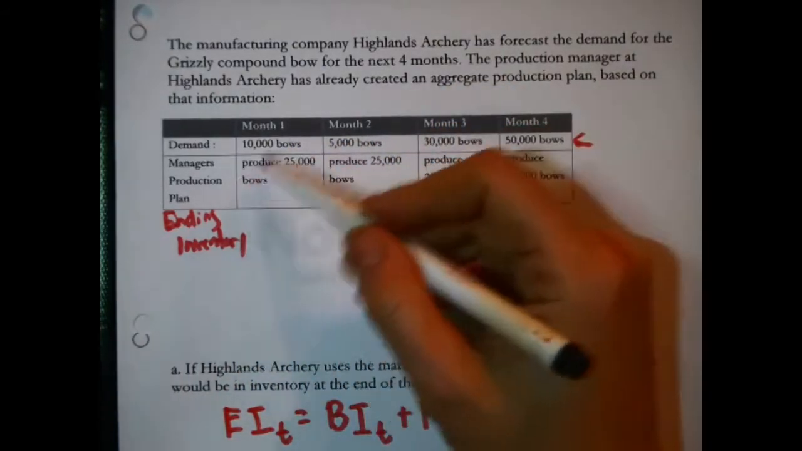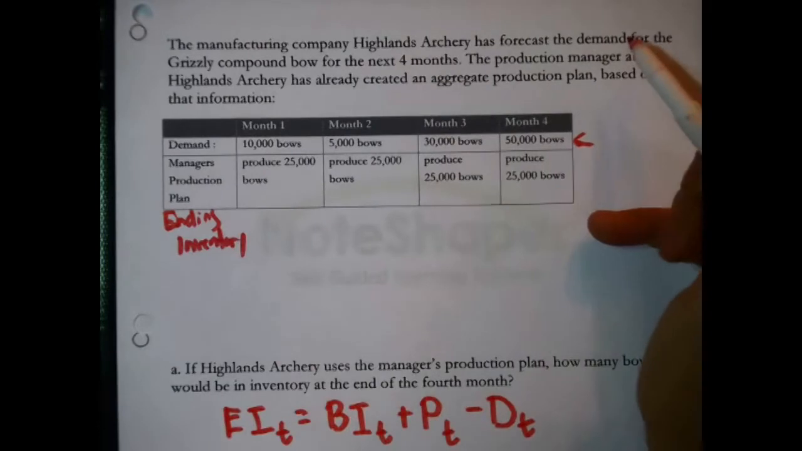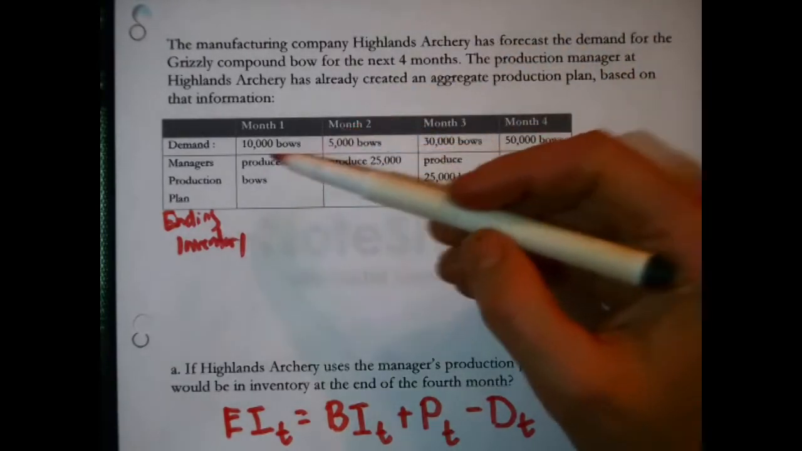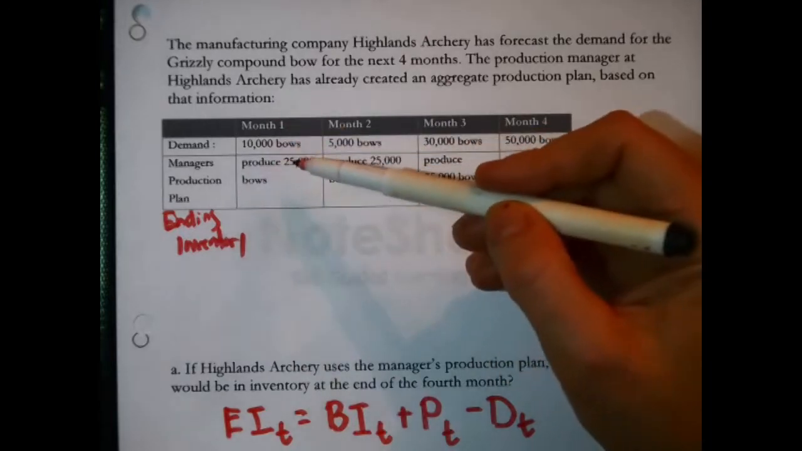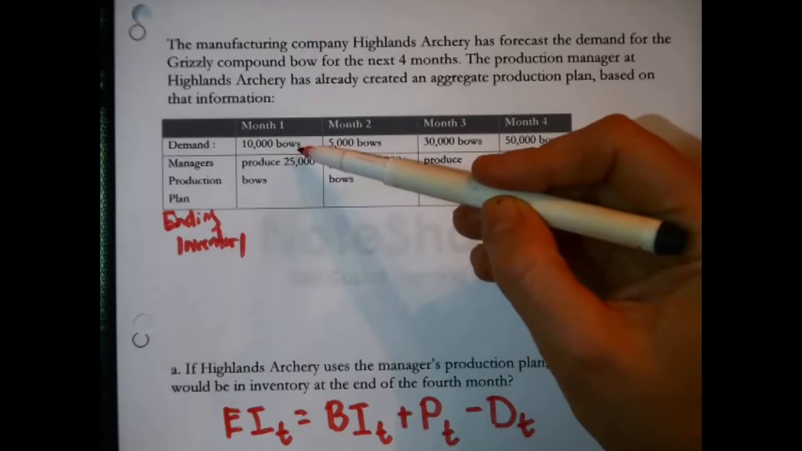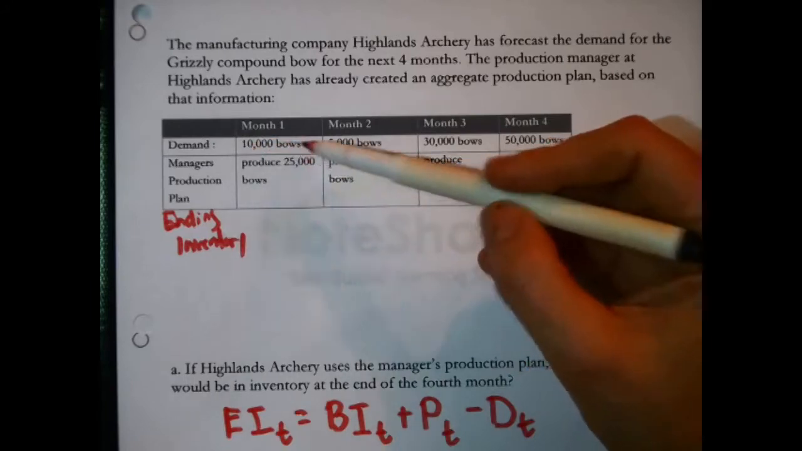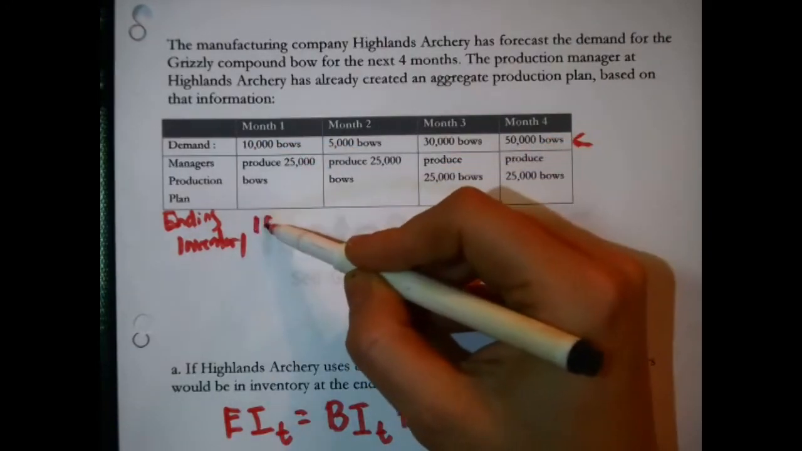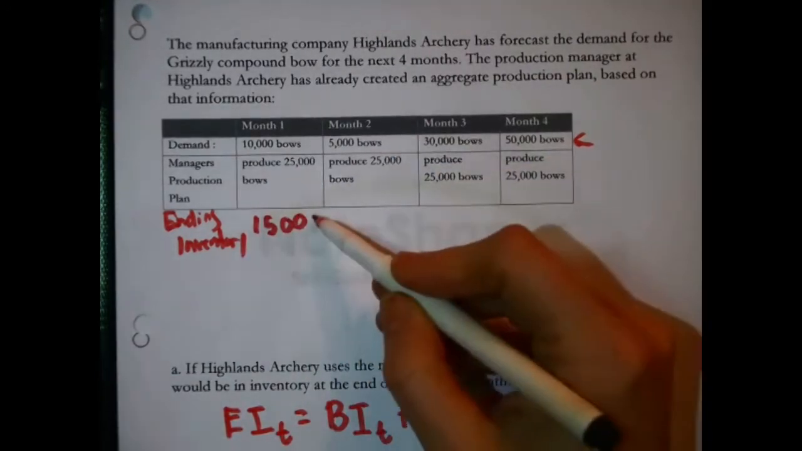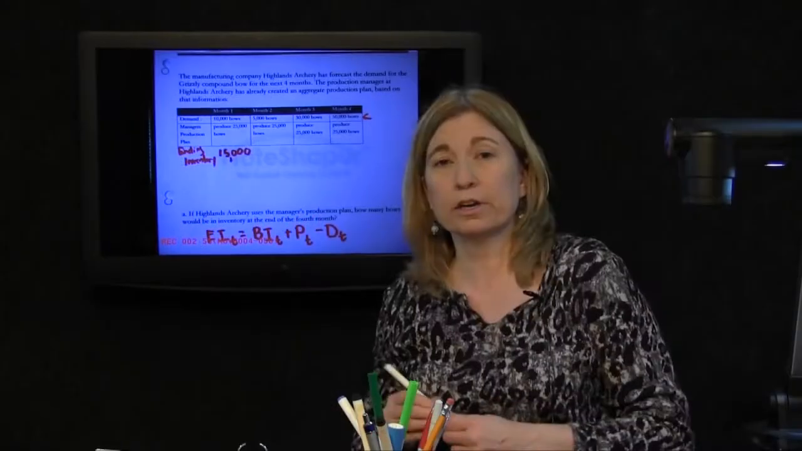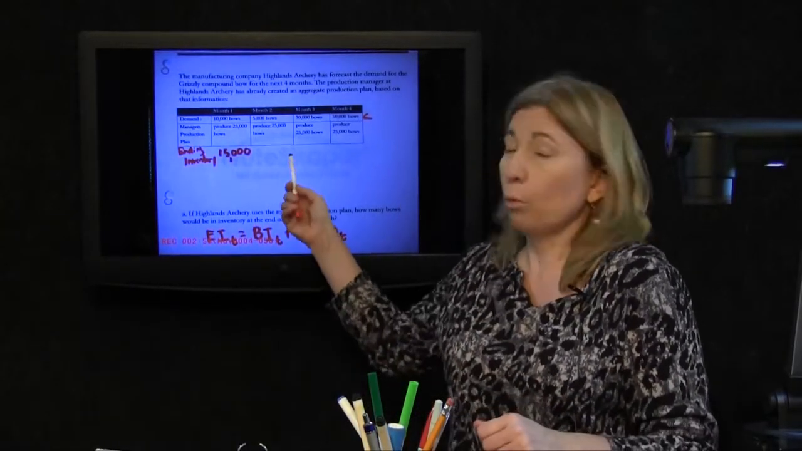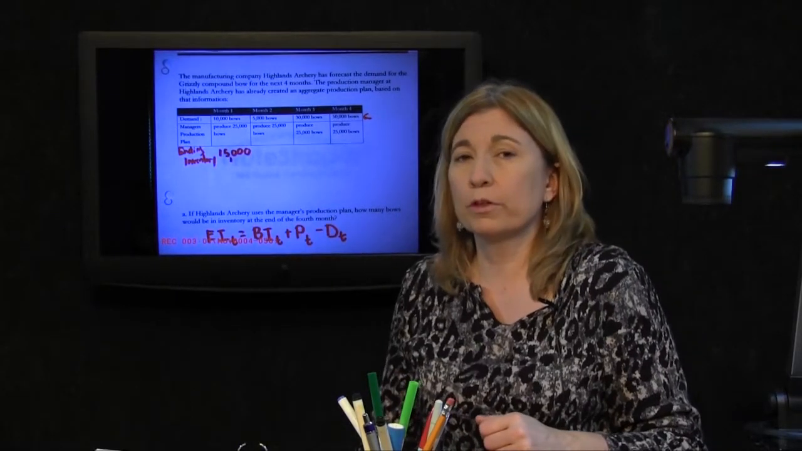And just reason our way across. Now, in the 1st month, it doesn't say anywhere that we're starting with grizzly compound bows in inventory. So, at the beginning of the 1st month, we don't have anything. We produced 25,000. However, demand is 10,000, meaning we're going to ship that amount out. So 25,000 minus 10,000 means that the ending inventory for month 1 will be 15,000.